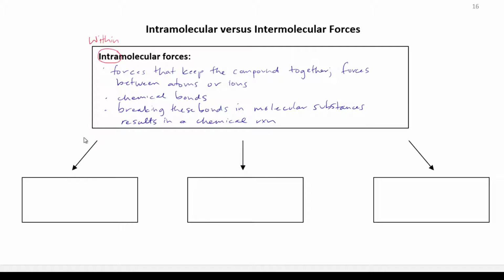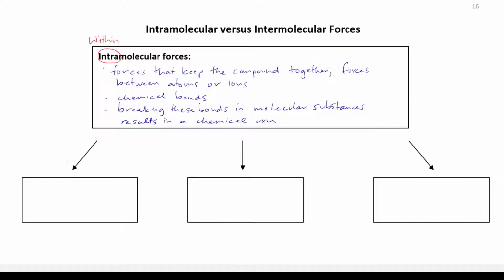Okay, just to recap those 3 points, the first type of forces that we're looking at are called intramolecular forces. So these are the forces within compounds, and so they could be forces holding atoms together within a compound or ions together. And then you have chemical bonds, which is just another way of saying intramolecular forces. And if you have molecular substances and you break these chemical bonds, then you end up with a chemical reaction because the chemical bonds will rearrange and you'll form new compounds.